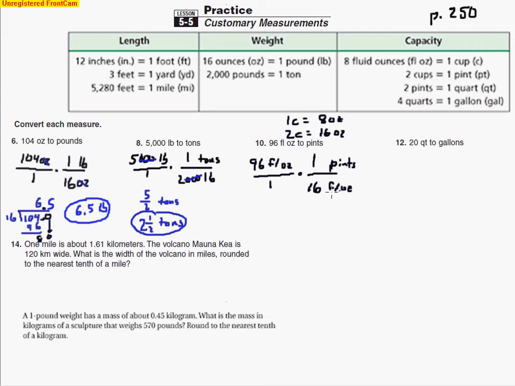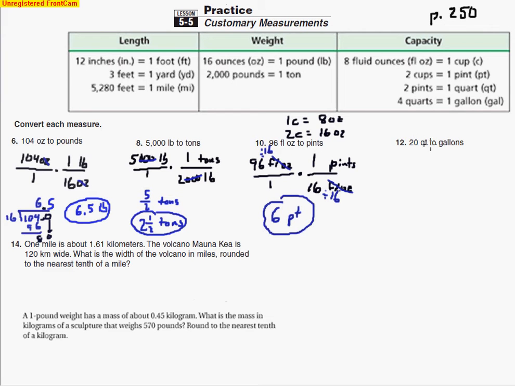Now we can get those units to cancel. So these are gone now, and we have a division problem again. I saw that 16 times a number makes 96. I did that over here. See, 16 times 6 made 96. So I know I can divide this by 16, reduce this one by 16, and I'll end up with my answer, which would be 6. So 6 pints is the answer for number 10 there.